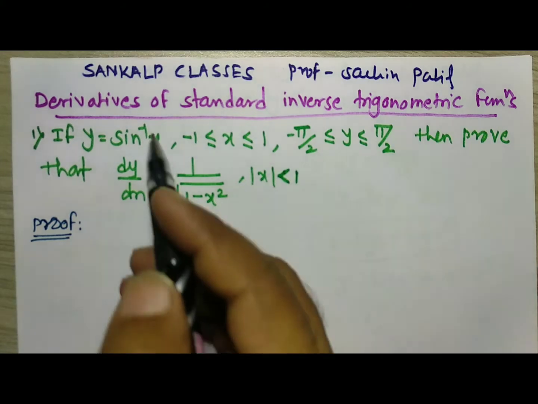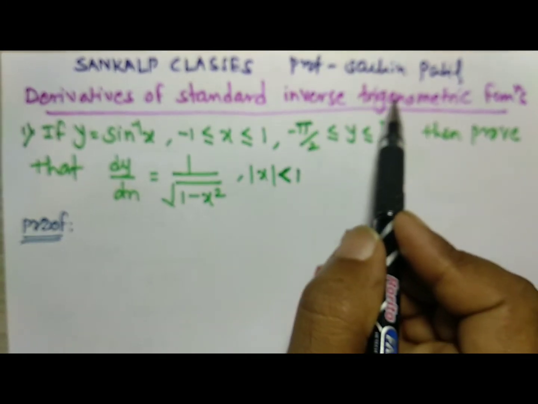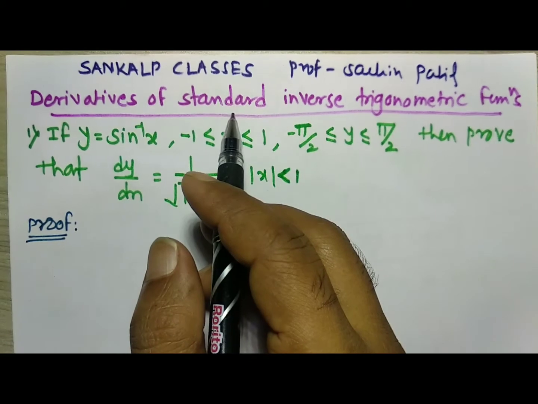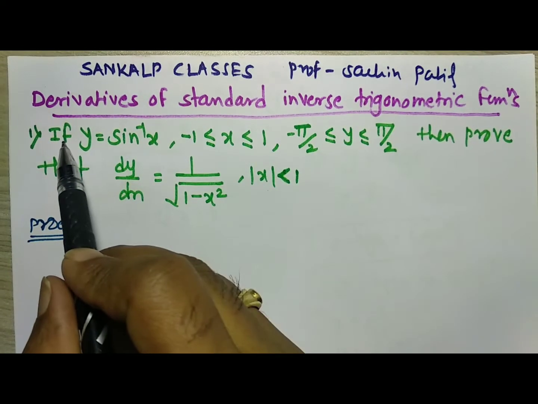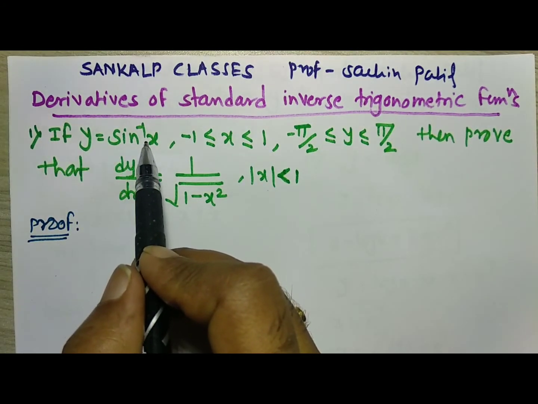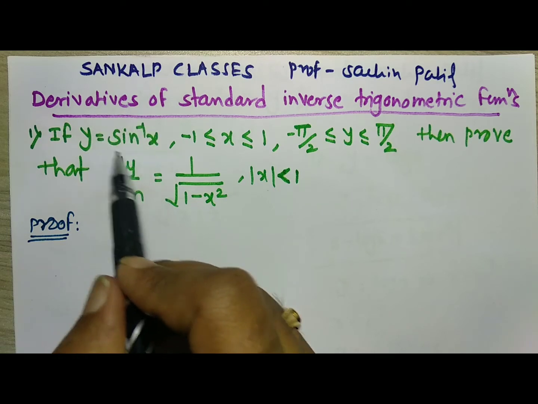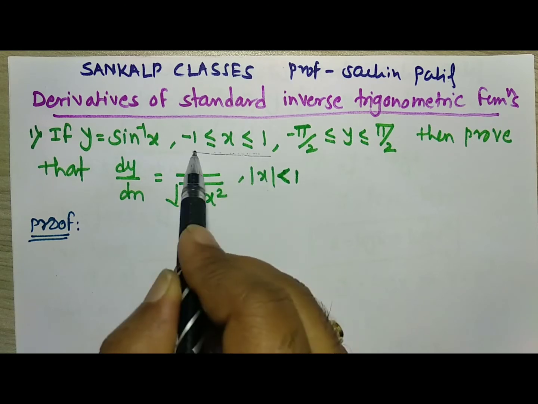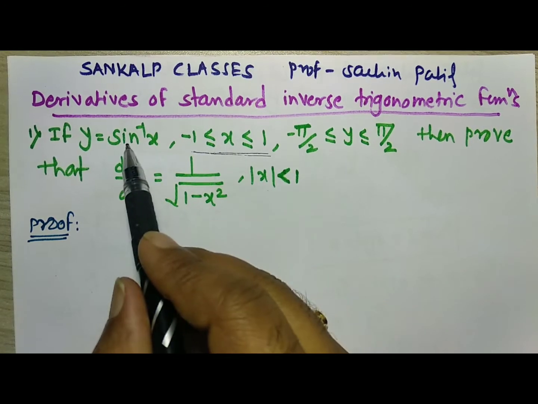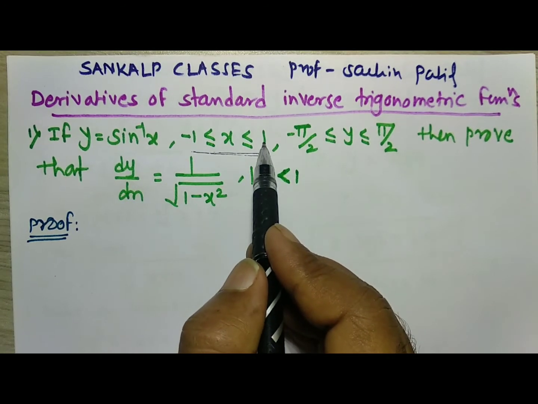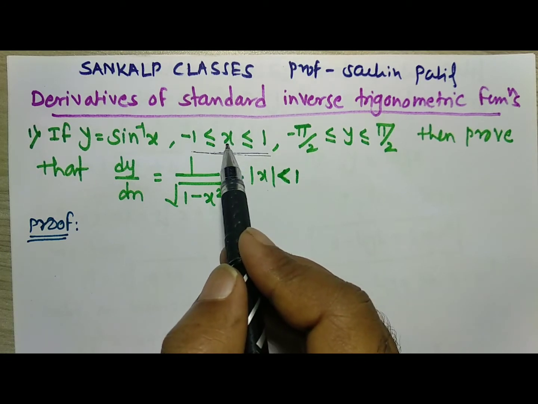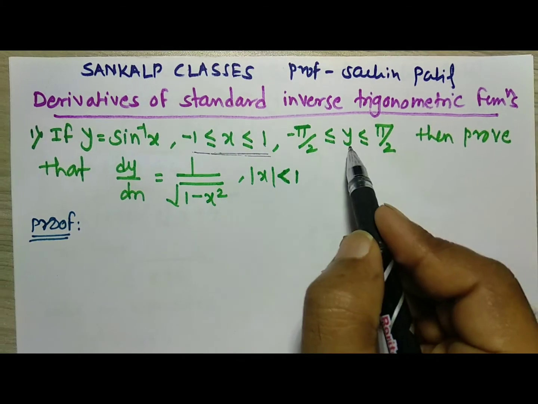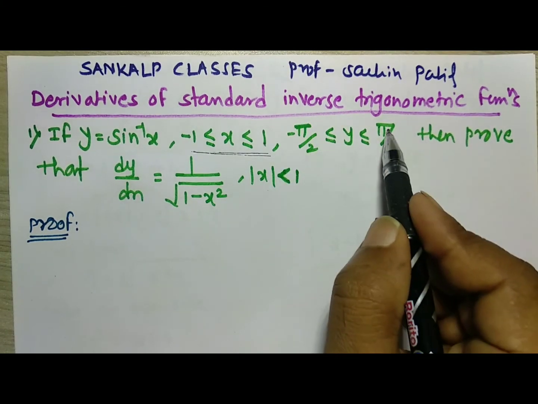Right now we are going with the derivatives of standard inverse trigonometric functions. First of all, if y is equal to sine inverse x, it is a standard inverse trigonometric function. Here is the domain of that function. That means the domain of that function is minus 1 to 1, that means the value of x is between minus 1 to 1. At that time the value of y is between minus pi by 2 to pi by 2.